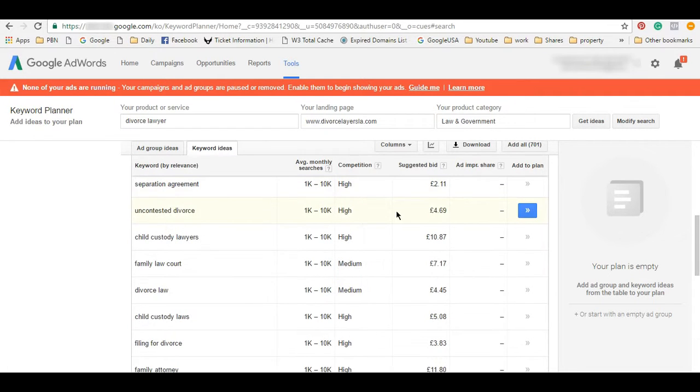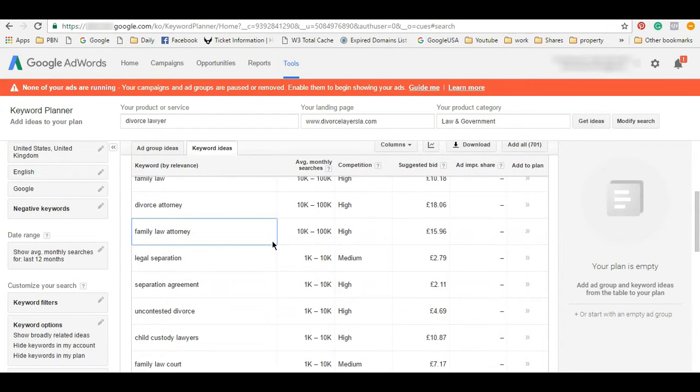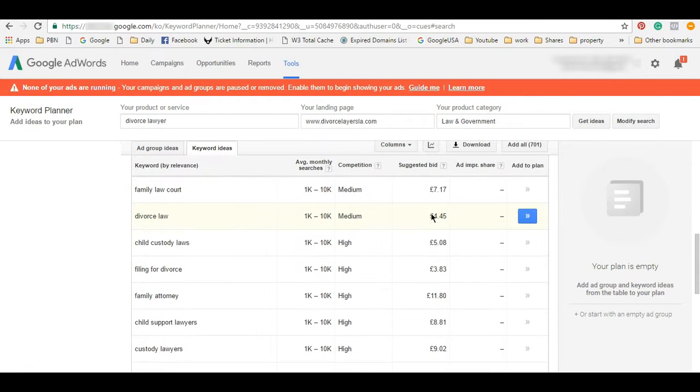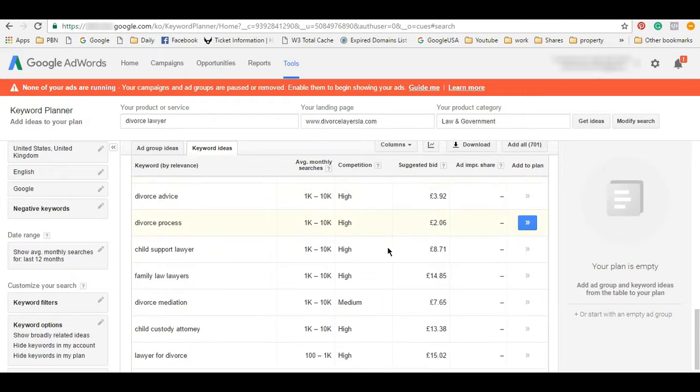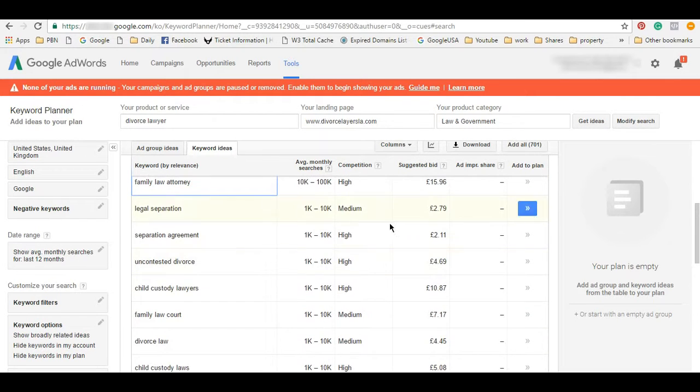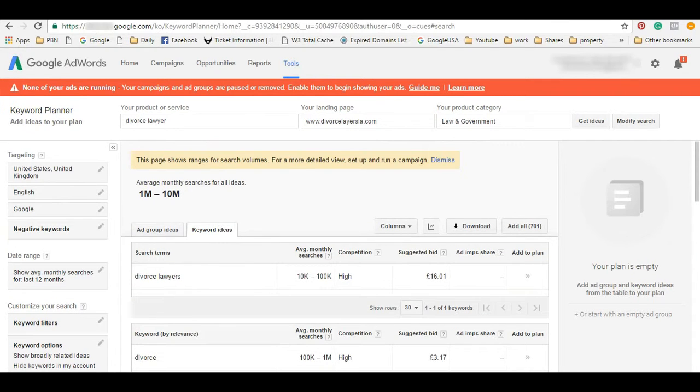So Google AdWords is one of the best tools out there for getting an idea of how much traffic you're likely to get, and it gives you an idea of what the competition's like. So that's a good tool. So obviously you can use that once you're choosing your affiliate offers.